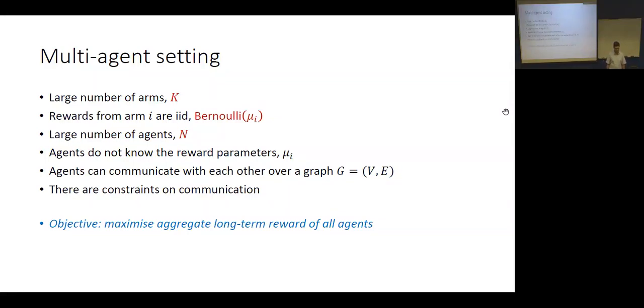So this graph is only among the agents. There's no graph between the arms and agents. Do the agents know the graph structure, or do they communicate only with their neighbors? For our algorithms, they don't need to know the graph structure. The analysis requires the graph structure, but the algorithm doesn't.